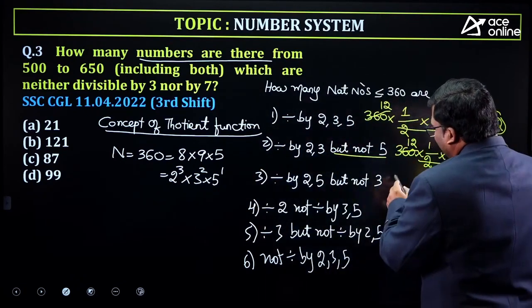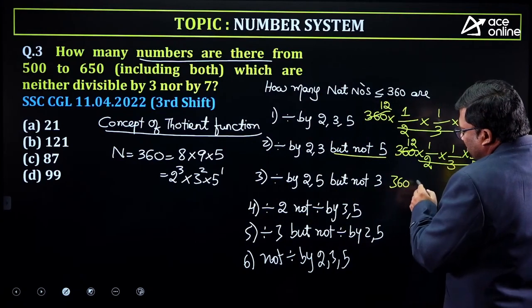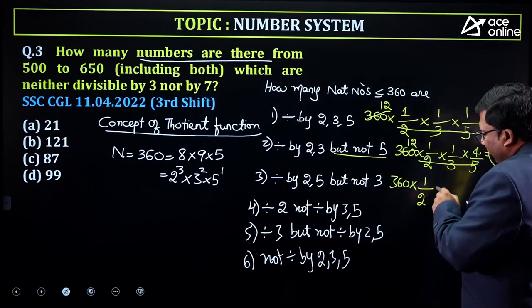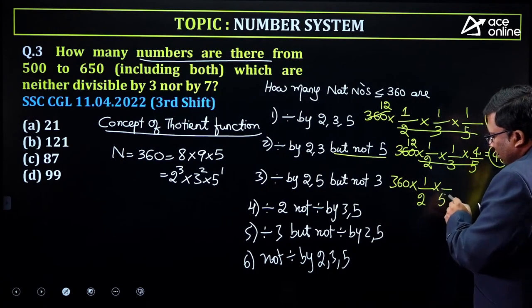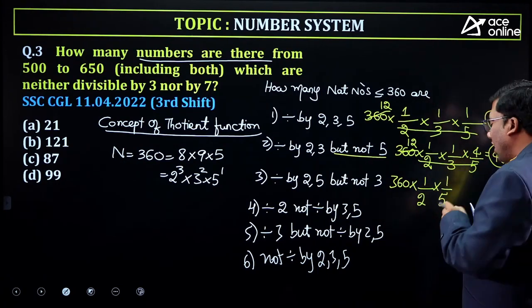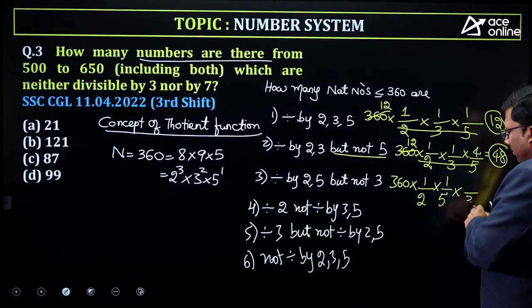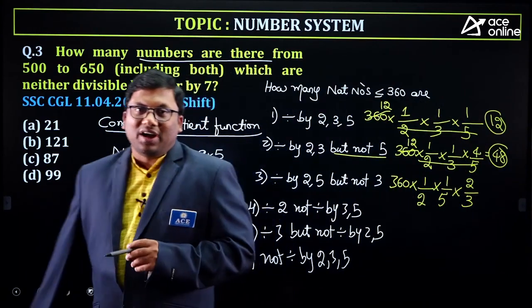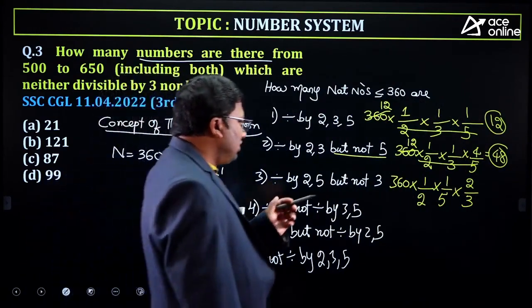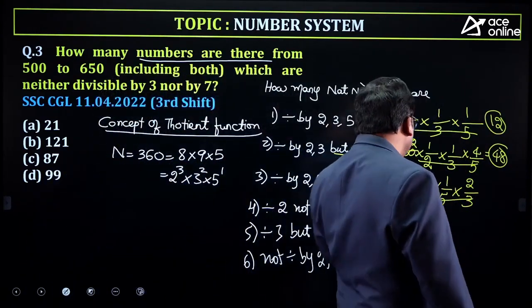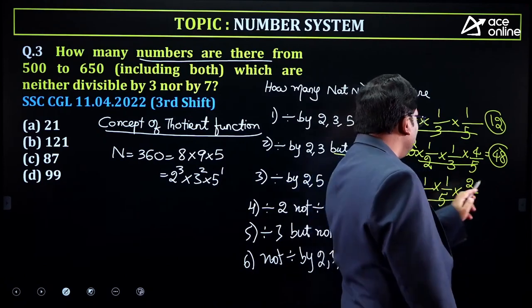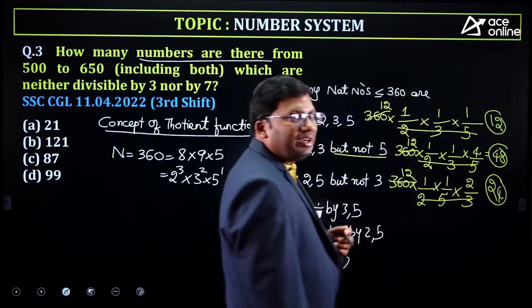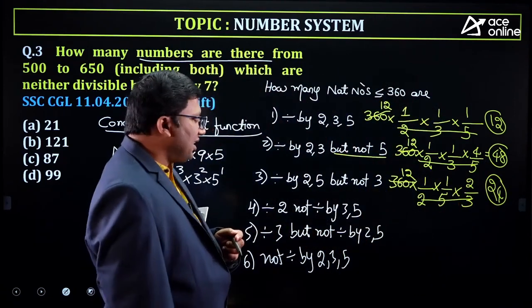Divisible by 2, 5. For every 360 numbers, for every 2 numbers, 1 number is divisible. For every 5 consecutive numbers, 1 number is divisible. But not by 3. For every 3 numbers, 1 number is divisible. How many are not divisible? 2. So this will be 10 3s are 30, 30 12s are 360, 12 2s are 24. I hope the idea is clear.